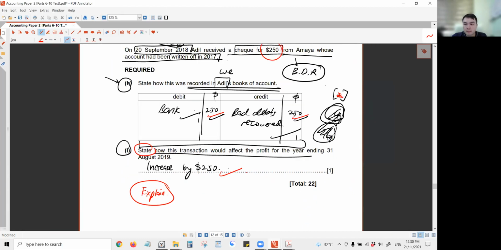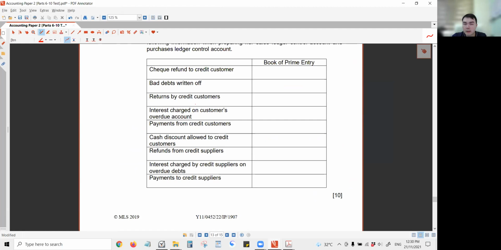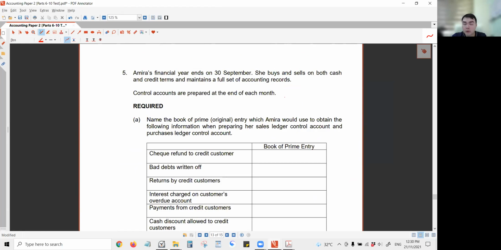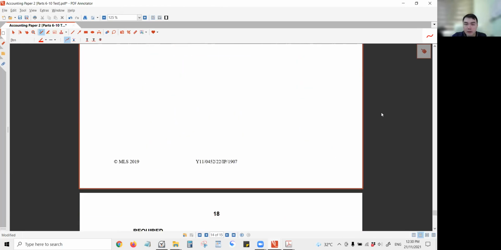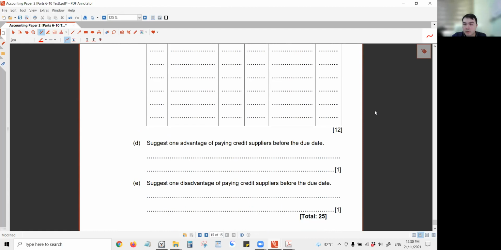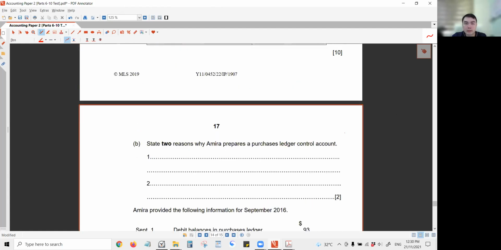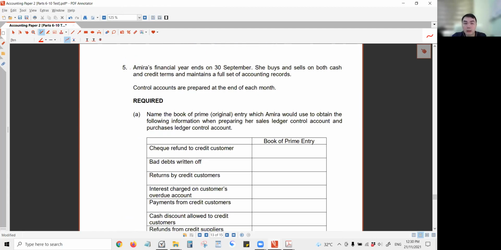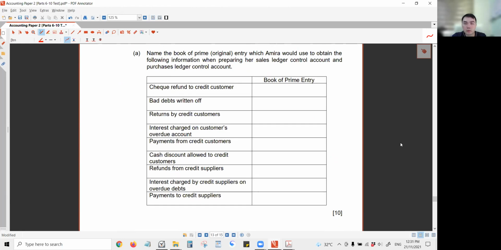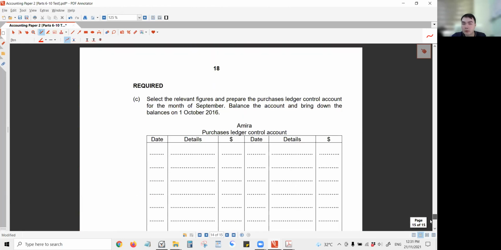Okay, we move on. Here you have something about control accounts. In fact, I would like to revise a bit on this before I do this with you. I think I will do it in the next lesson. Next lesson, we do this question together. This is the last question here. You should attempt first once again.